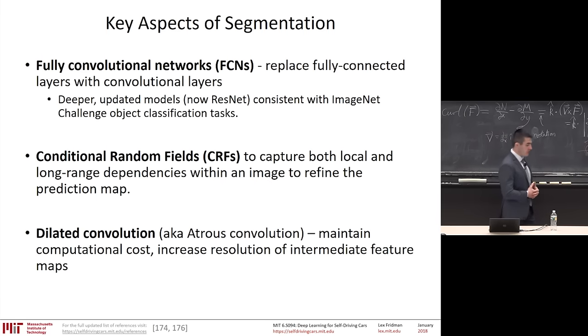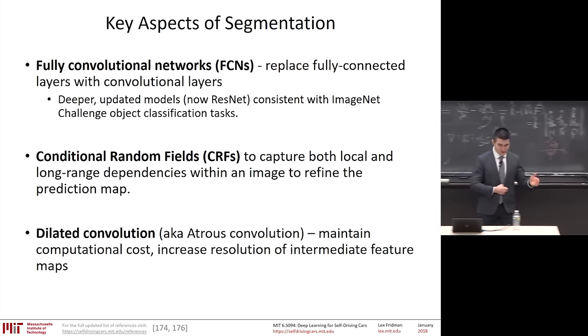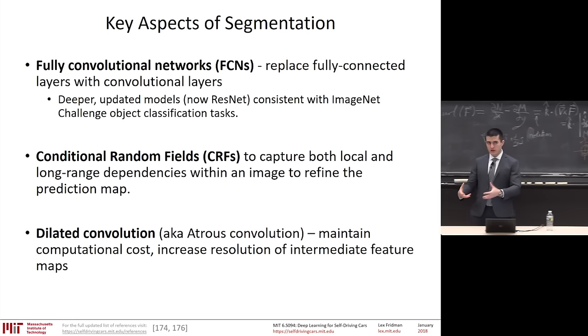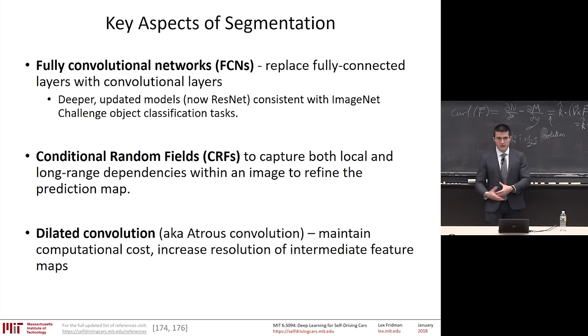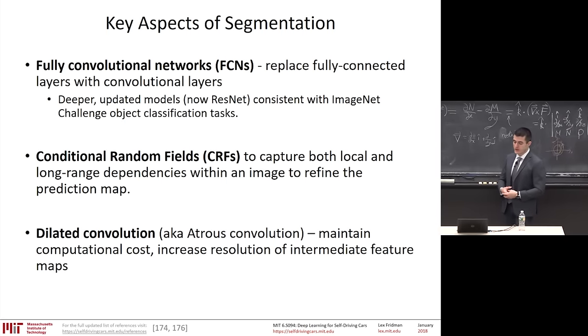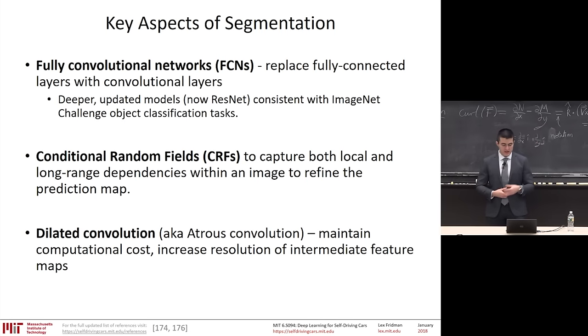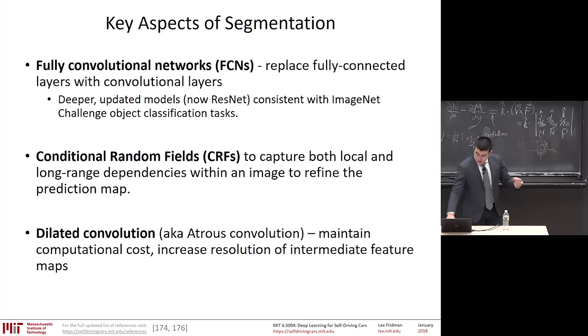So that's the key aspects of the successful approaches today. You have the encoder-decoder framework of a fully convolutional neural network. It replaces the fully connected layers with the convolutional layers, deconvolutional layers. And as the years progress from 2014 to today, as usual, the underlying networks from AlexNet to VGGNet and to now ResNet have been one of the big reasons for the improvements of these networks to be able to perform the segmentation. So naturally, they mirrored the ImageNet challenge performance in adapting these networks. So the state of the art uses ResNet or similar networks. Conditional random fields for smoothing based on the input image intensities. And the dilated convolution that maintains the computational cost but increases the resolution of the upsampling throughout the intermediate feature maps.